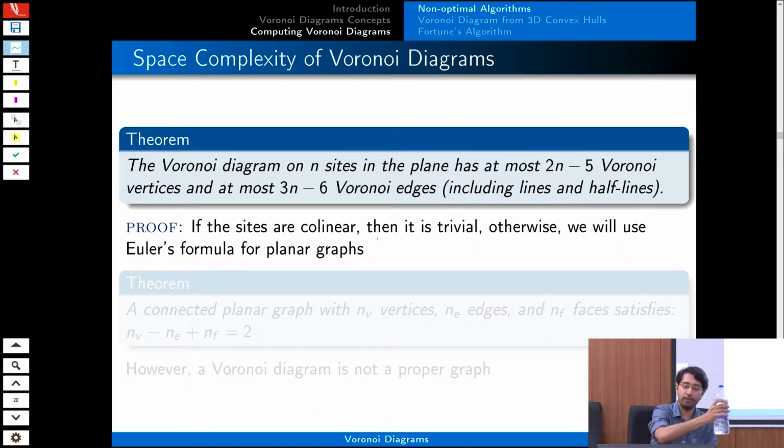So, this is the theorem that we would like to prove. The maximum number of vertices is at most 2n minus 5 and the maximum number of edges can be 3n minus 6. This is what we will show. How to show this?